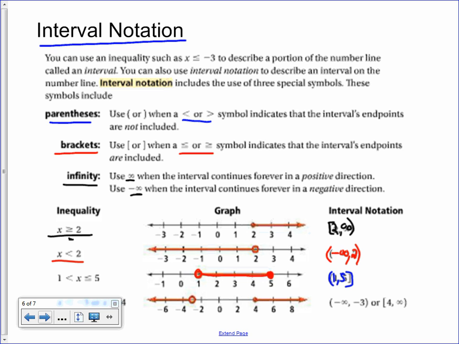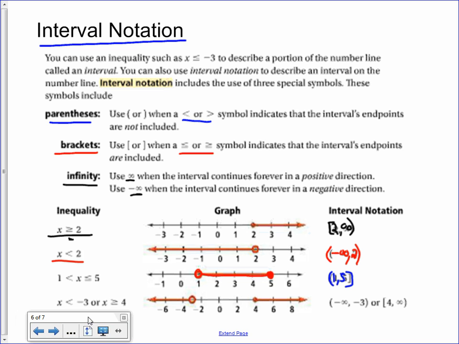And we can see that for an OR statement, you could also write interval notation that would be written as this. Now just take a look at that. Hopefully that makes sense to you.